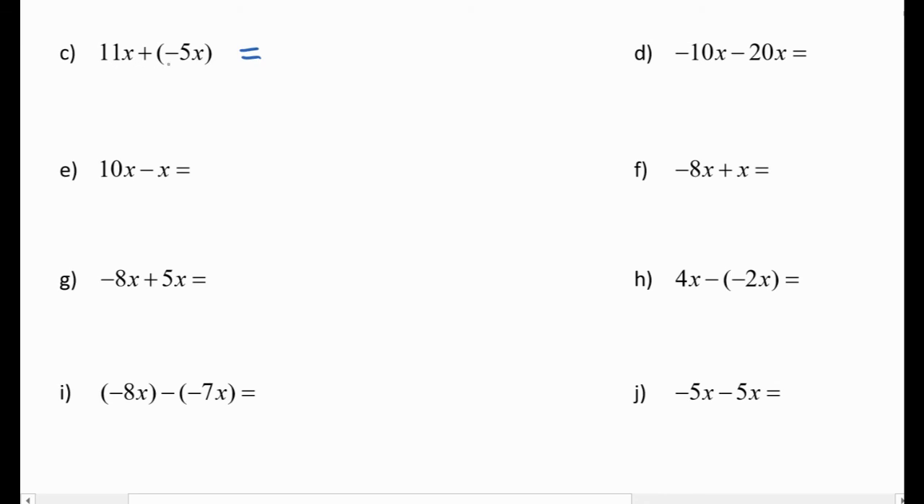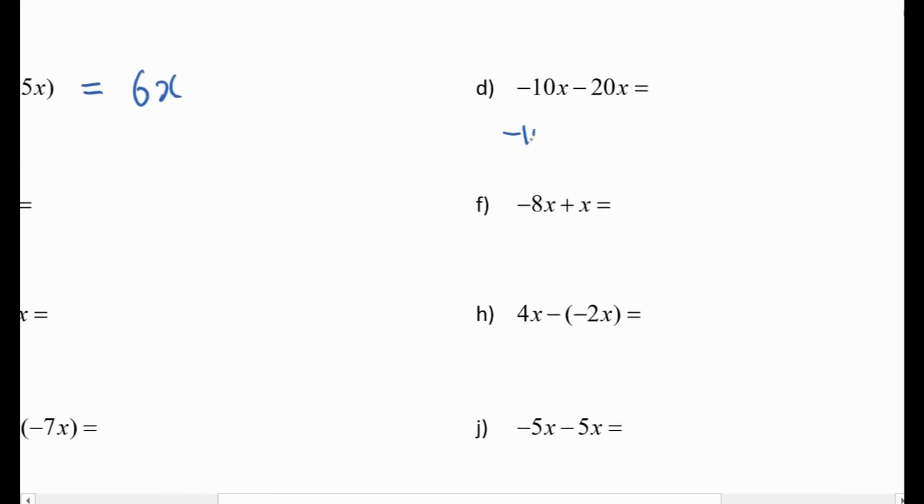So 11x plus negative 5. So you have positive 11 plus negative 5. Which one do you have more? You have more positive, 6 more positives, right? So the answer is positive 6x.